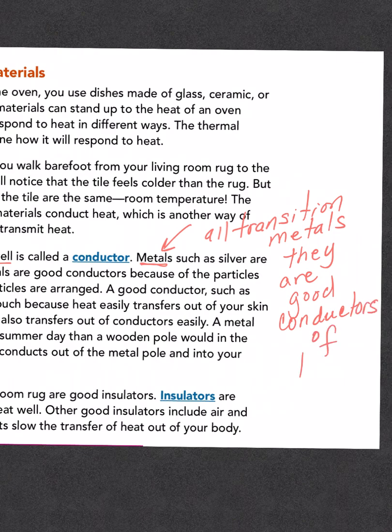See, because we're talking about heat. They are good conductors of heat. Where can you find the transition metals? When you look at the periodic table, you're going to have like 7 rows in the middle of the periodic table. So any metal that is located in that region, all of them, they are good conductors of heat. Okay? Because of the way that the particles are arranged there.